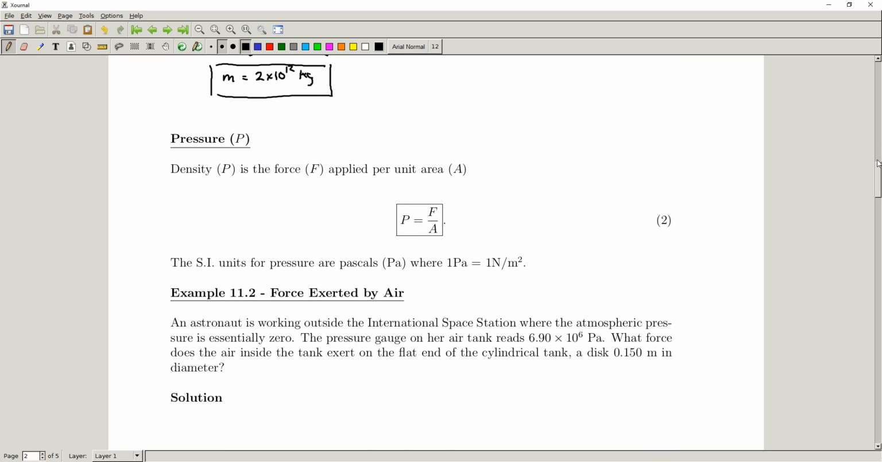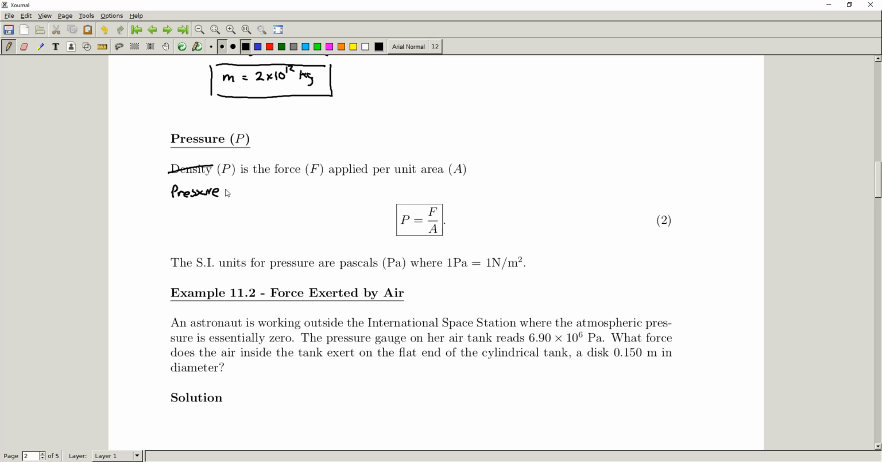Okay, so the next thing that the book talks about, the next thing that's logical to talk about in fluid statics, is pressure. And we haven't really talked about pressure before, so this is a new definition for us. And I've mislabeled it here, so this should not read density. This should read pressure.